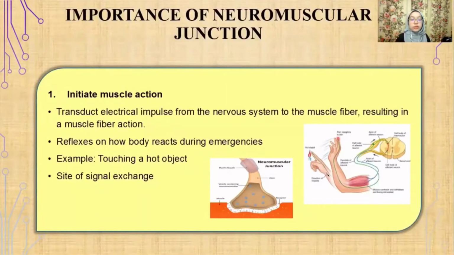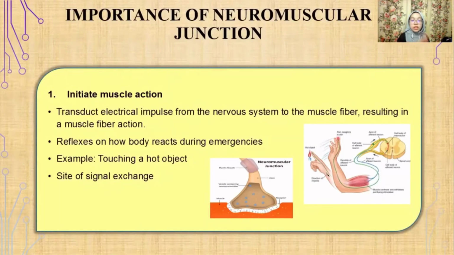Importance of neuromuscular junction. Firstly, it initiates muscle action. It transduces or enables electrical impulses from our nervous system to the muscle fiber that result in muscle fiber action or muscle contraction. It reflects how our body reacts during emergencies, for example, when touching a hot object.